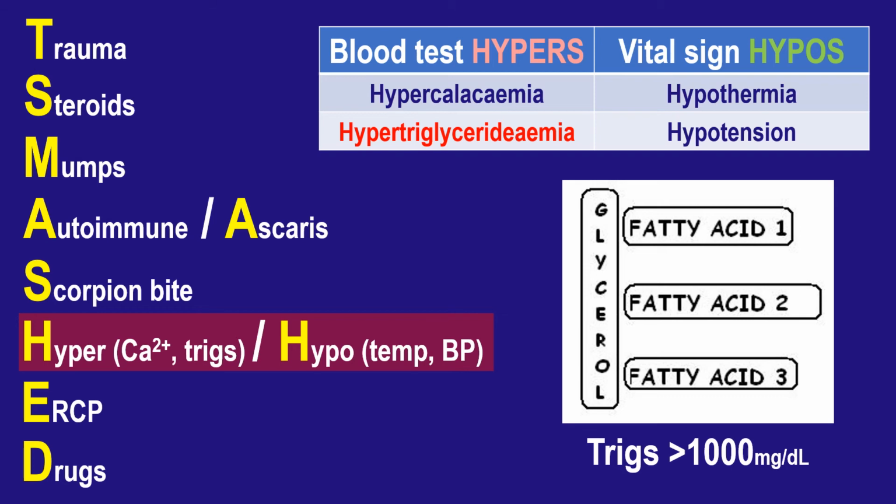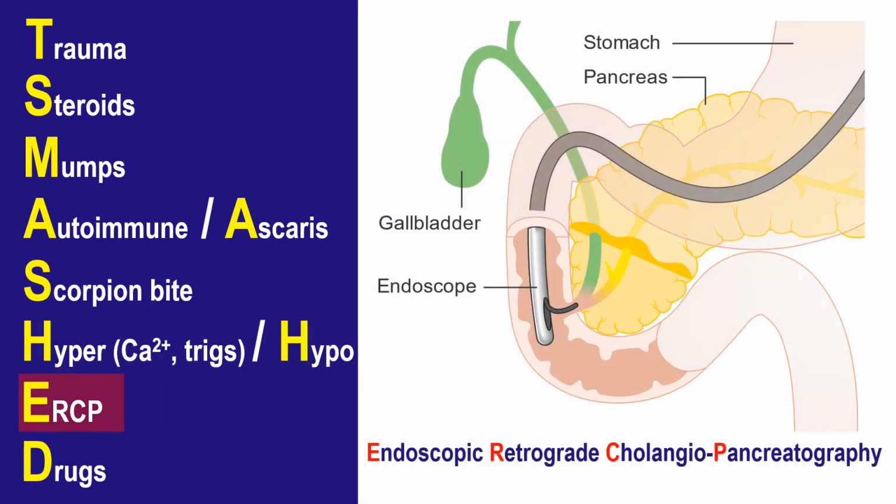E is for ERCP, which is a procedure I've already mentioned as one of the treatments of gallstone pancreatitis to remove obstructing gallstones from the CBD or pancreatic duct. It can actually itself cause pancreatitis, holding a 5 to 10% risk due to instrumentation of the ducts causing obstruction or pressure injury from contrast injection.